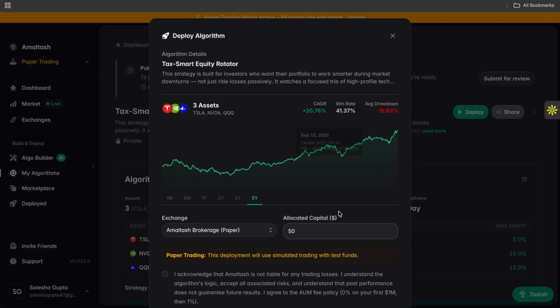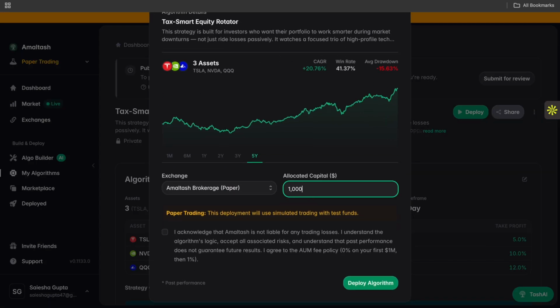Next, click on Deploy so you can start paper trading. Enter the amount of capital you see as fit.